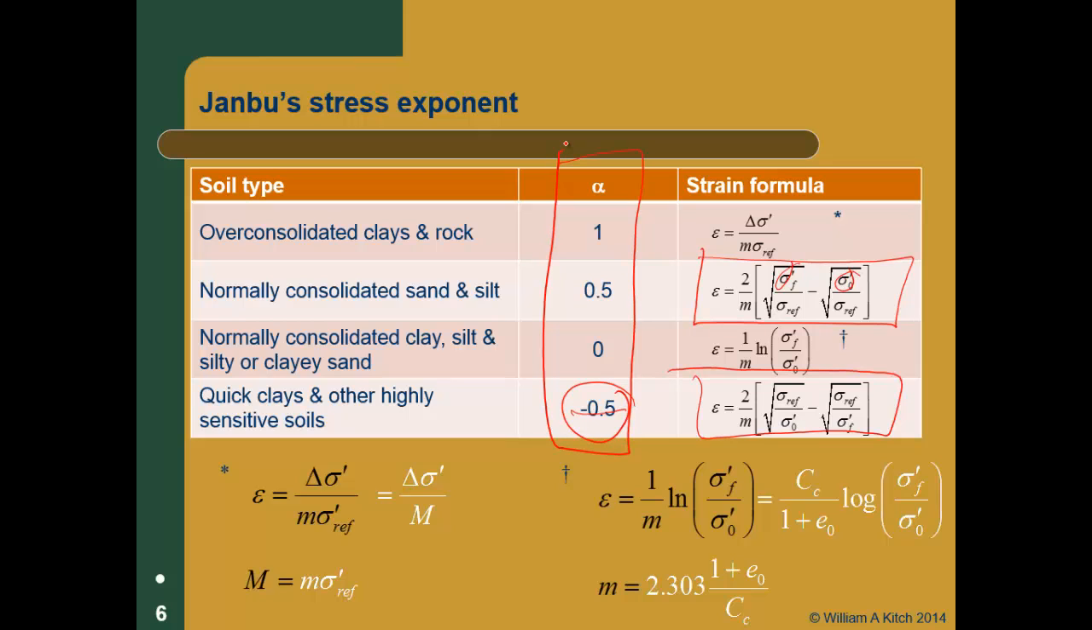And so these alpha numbers in Janbu's method are determined by the material type and whether it's over-consolidated or normally consolidated. So then all you have to do, if you can assume the correct alpha, is figure out what the modulus number is, and you can fit that from your consolidation data just like you determine C sub C. In fact, for the case of normally consolidated ones, all you got to do is take C sub C divided by 1 plus e naught, multiply by 2.3, and that's the modulus number.